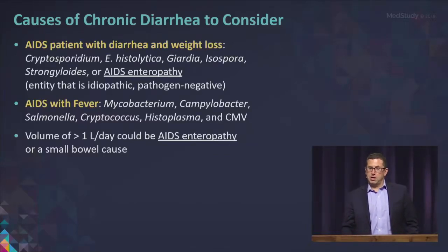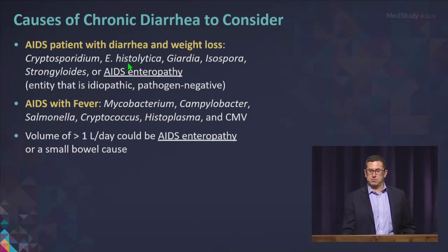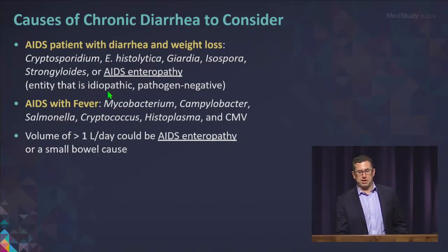We'll run through some causes of chronic diarrhea to consider. So these are just flash points that we'll go over. An AIDS patient with diarrhea and weight loss could be a number of organisms: Cryptosporidium, Entamoeba histolytica, Giardia, etc. There's something called AIDS enteropathy, which is an entity that is idiopathic and pathogen negative. It's frequently associated with high volume diarrhea.